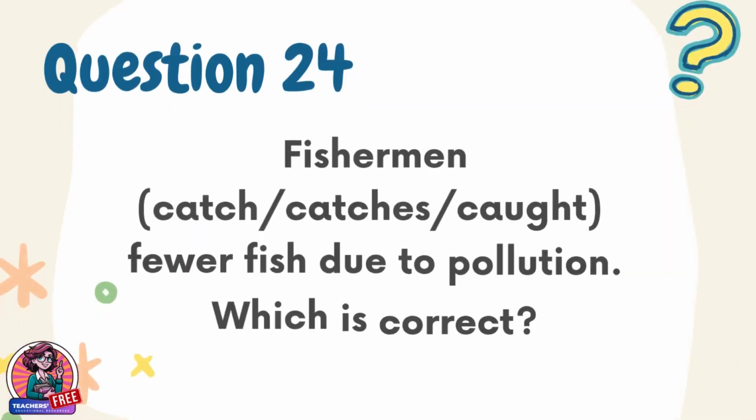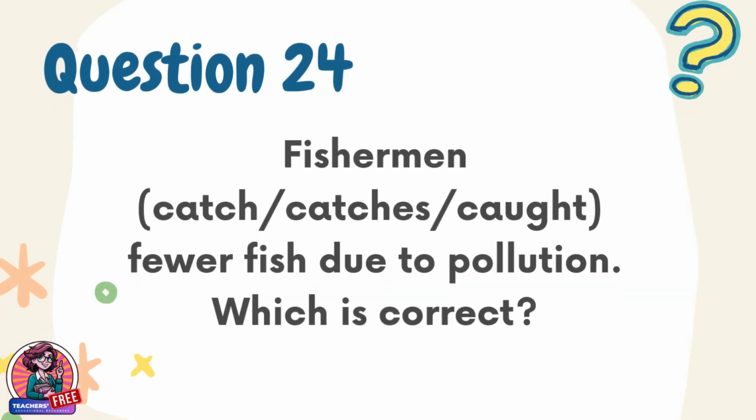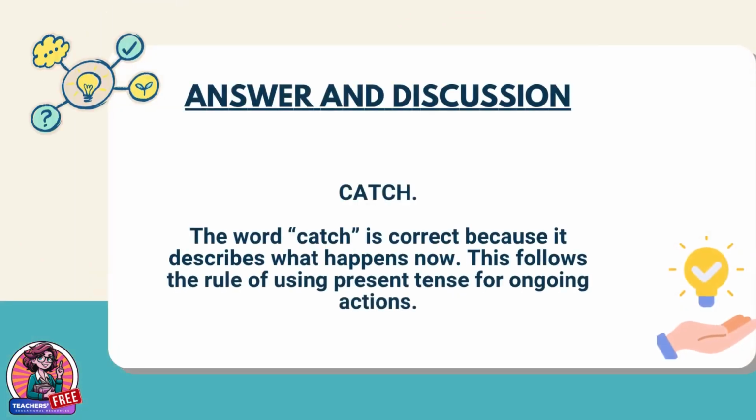Question 24. Fisherman catch, catches, caught fewer fish due to pollution. Which is correct? Answer: catch. The word catch is correct because it describes what happens now. This follows the rule of using present tense for ongoing actions.